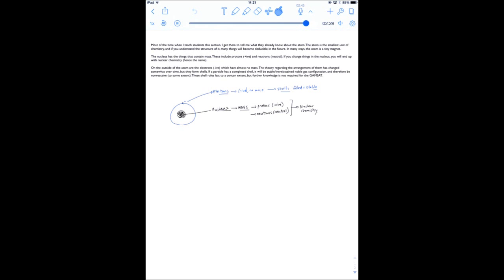The way in which the shells are arranged as well also will be important, but I'm not exactly 100% willing to say that that's crucial knowledge for the GAMSAT.